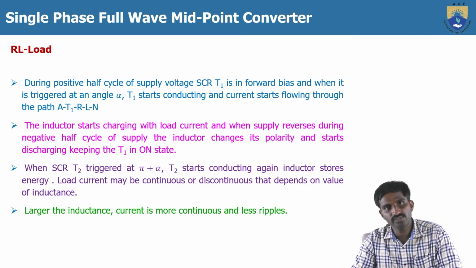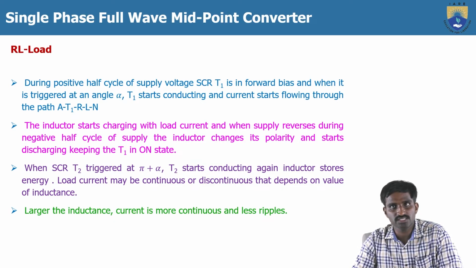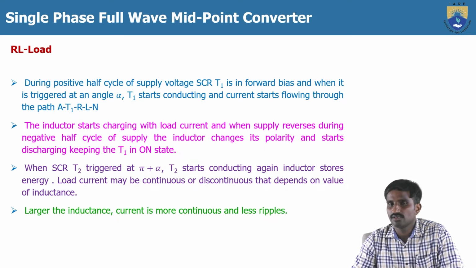Then when the thyristor T2 is triggered at pi plus alpha, T2 starts conducting, and again the inductor stores energy. Because of the inductor effect, the load current may be continuous, but in some cases it may be discontinuous, depending on the value of the inductance. If you choose a high value of inductance, as I have mentioned in green, the current is more continuous with fewer ripples. That's why we have considered a very large inductance value, so that we get a constant load current.